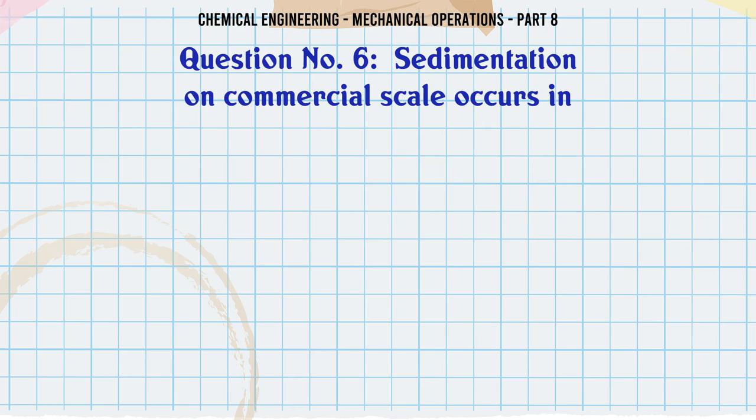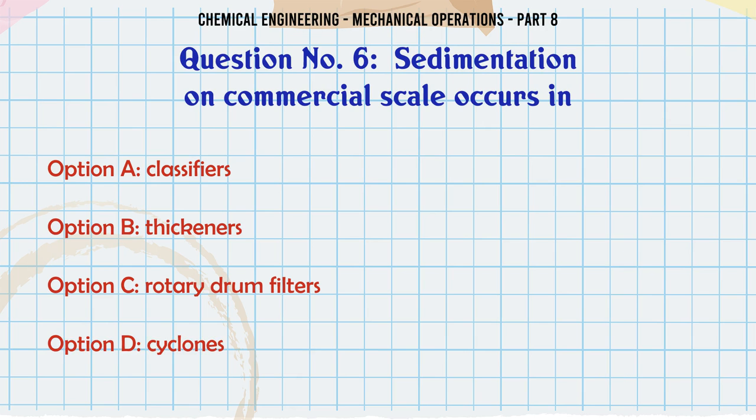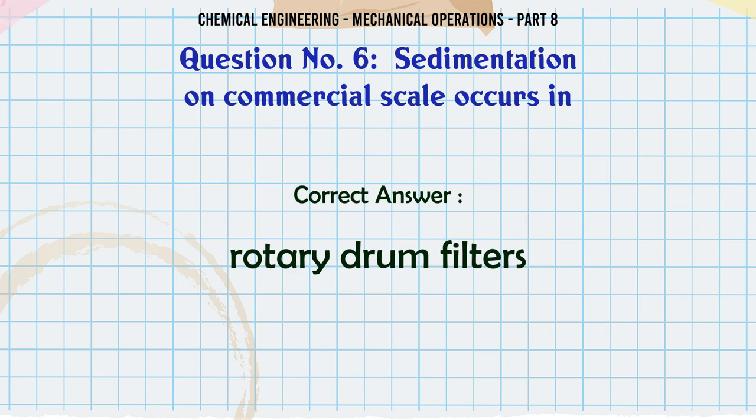Sedimentation on commercial scale occurs in A. Classifiers. B. Thickeners. C. Rotary drum filters. D. Cyclones. The correct answer is rotary drum filters.